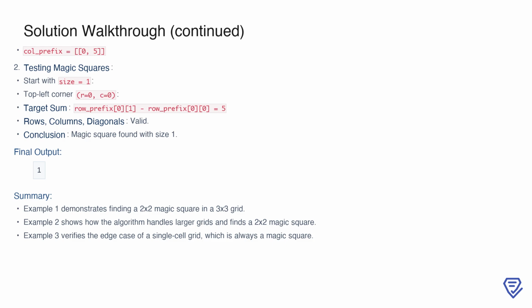This edge case demonstrates that any 1x1 grid is inherently a magic square. Summarizing the examples, we saw how the algorithm identifies magic squares in grids of varying sizes, handles edge cases effectively, and outputs the size of the largest magic square found.